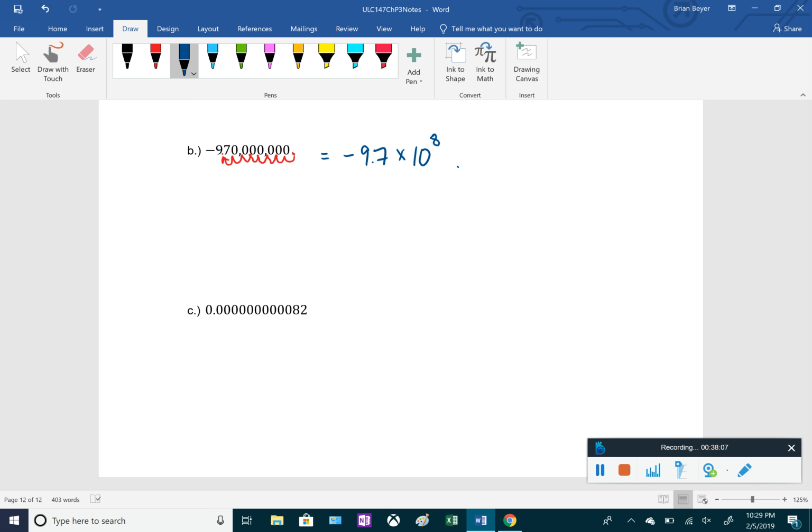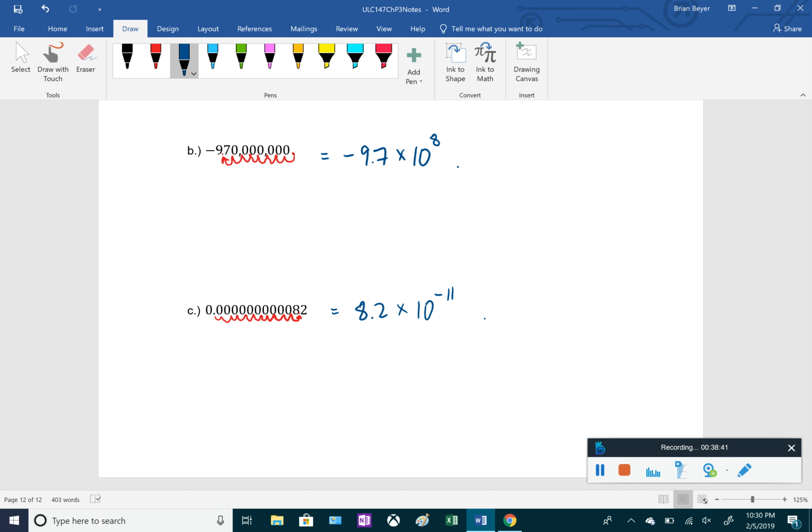And lastly here, we have this big decimal. So point, a whole bunch of zeros, and then a 2. So here's the decimal. We're going to move this until we get to a number between 1 and 10. So 8.2 times 10 raised to, we moved it to the right, so it's going to be negative, and we moved it 11 times. So that's 8.2 times 10 to the negative 11.